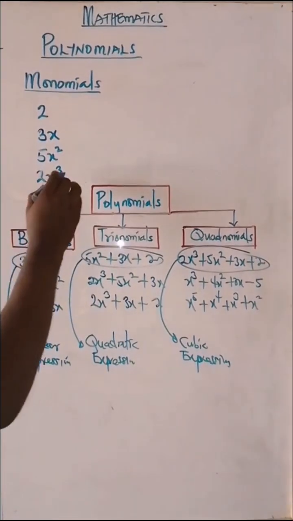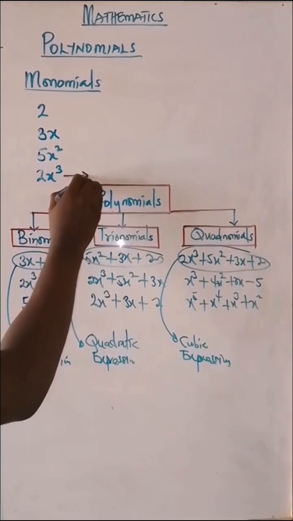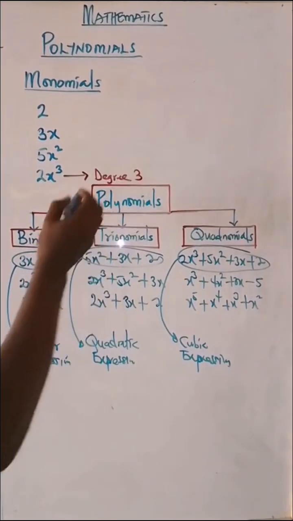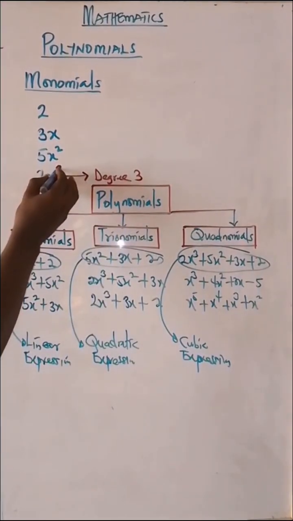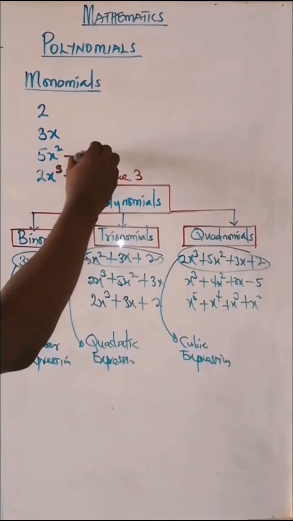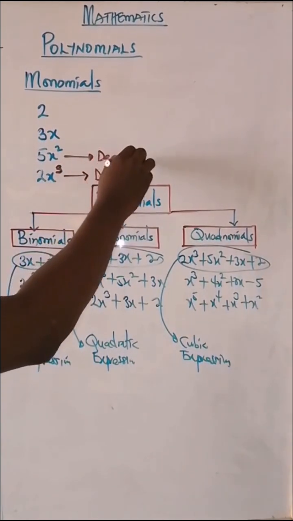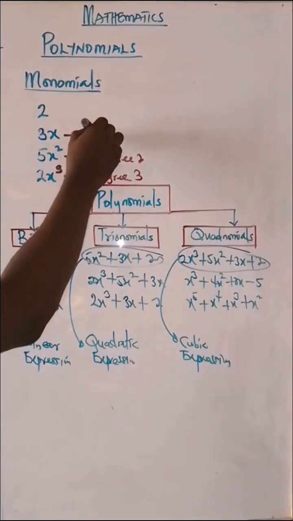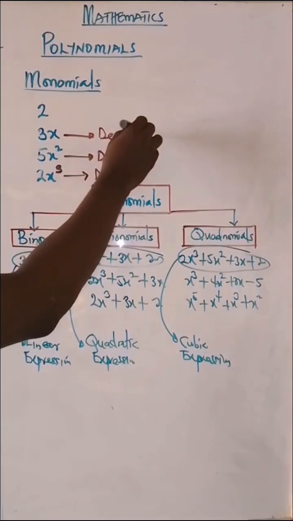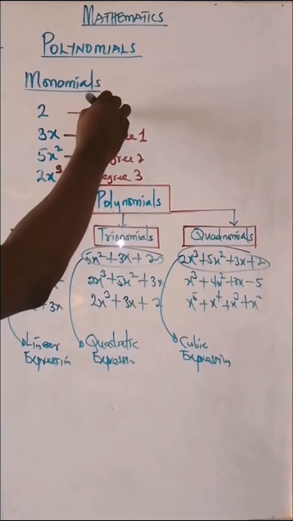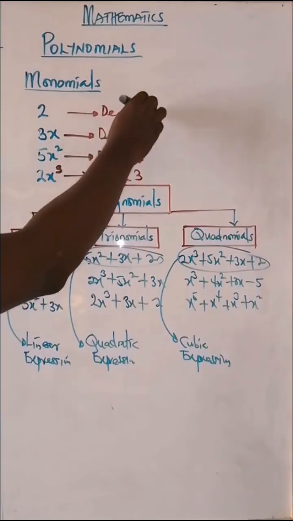Now, this particular monomial is called a monomial of degree 3. What's degree 3? We are talking about the power of the unknown. This is a monomial of degree 2, because the highest power of the unknown is 2. This is a monomial of degree 1. While this one is a monomial of degree 0.